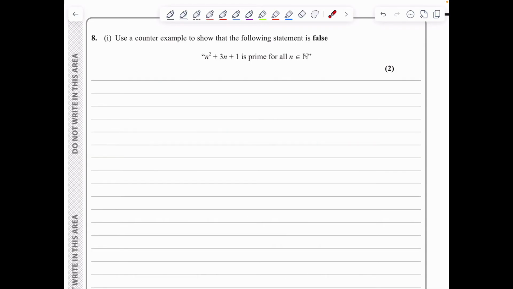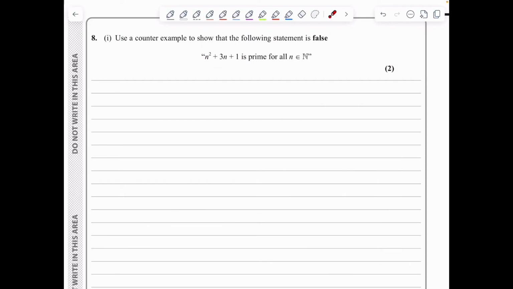In question 8, we are asked to use a counterexample to show that the statement that n squared plus 3n plus 1 is prime for all n in the naturals is false. Well, the natural numbers are the positive integers, and we need to provide a particular example for a value of n that yields a composite number, a number which is not prime here.